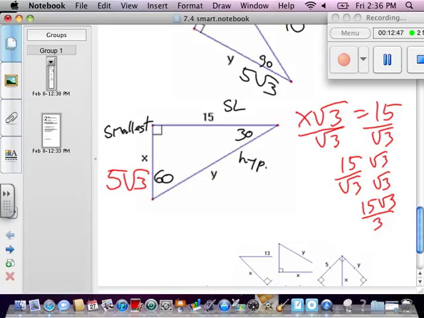Okay. Now, how do I find the hypotenuse? What am I doing to it? I'm multiplying by 2. I multiplied it by 2. I took 5 square root of 3 times it by 2, and that gave me what?